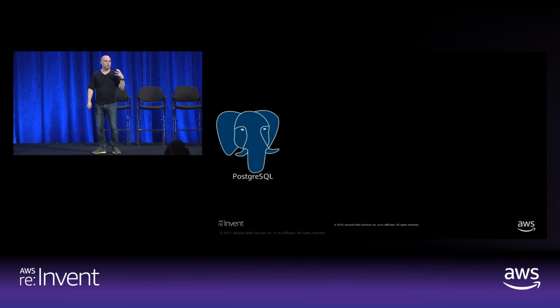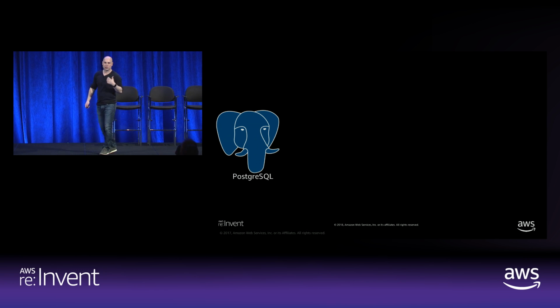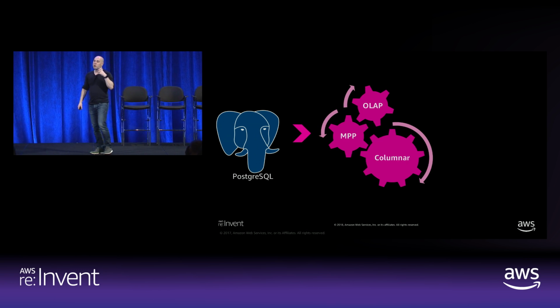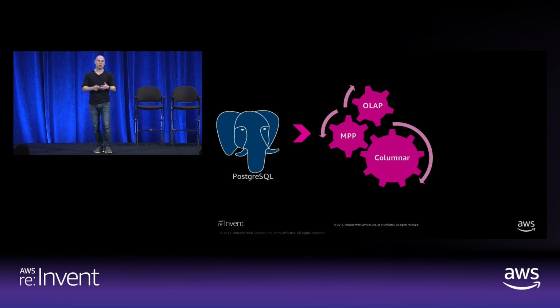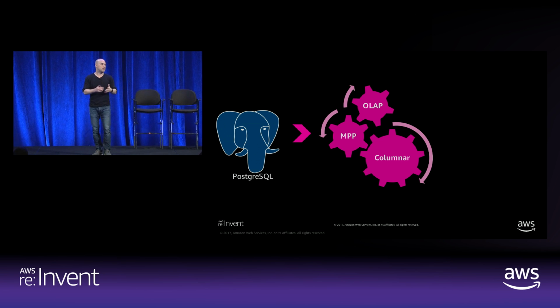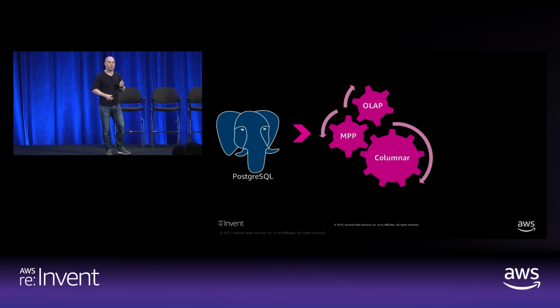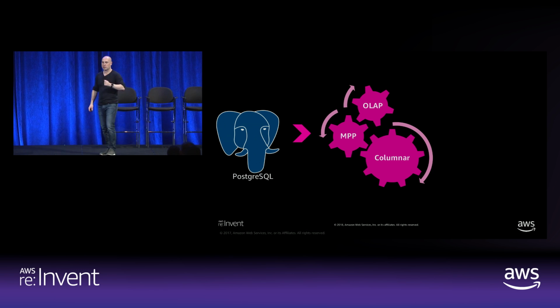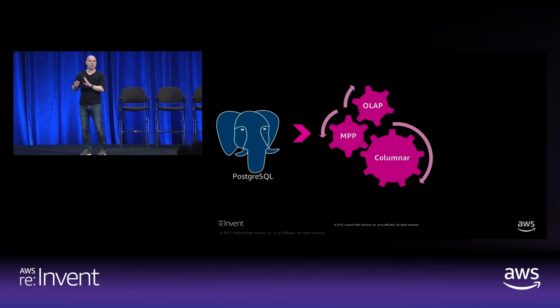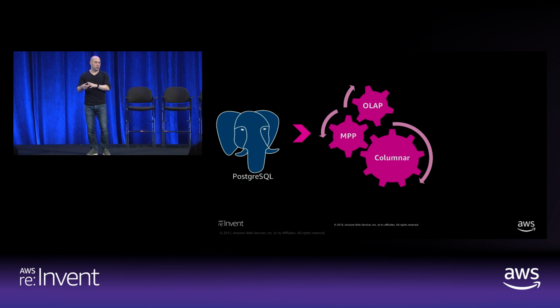Redshift really starts out from being a fork off of Postgres. Basically, we forked it off of Postgres. We rewrote the entire storage engine to be columnar. So it's Postgres SQL, columnar data storage. We also made it MPP, which is massively parallel processing. This allows us to scale Redshift out up to 128 nodes or 2 petabytes of raw storage. We added a lot of analytics functions, windowing functions, approximate functions, basically the types of functions you want to have in an analytics database.